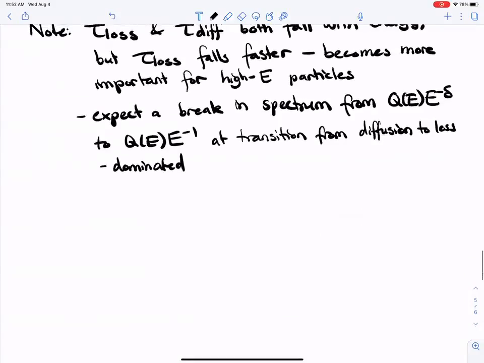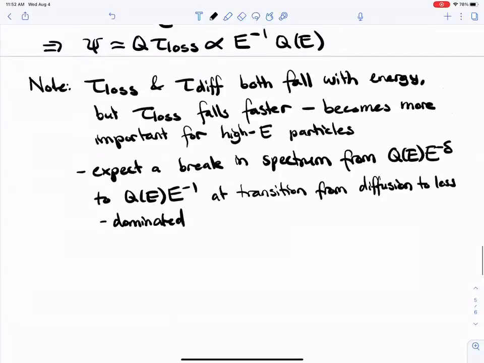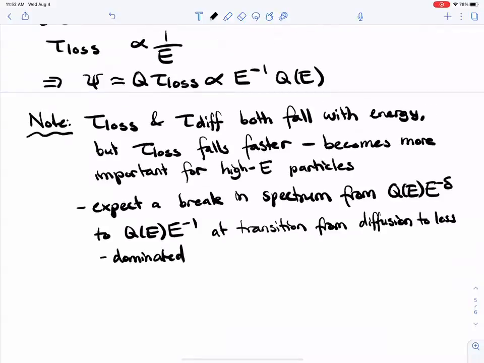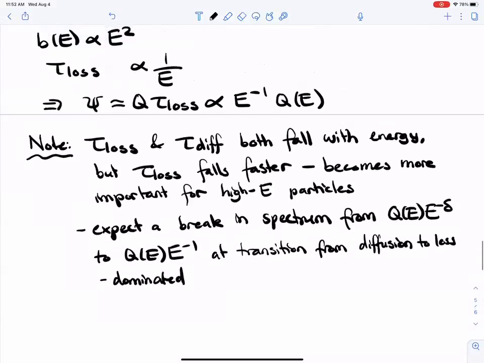Okay, question there? Oh yeah, thanks. I think I maybe lost you a little bit. Sure. The loss dominated regime reduces the number of high energy particles more efficiently, basically, than the diffusion dominated. So why is that more important for high energy particles? Wouldn't there be fewer? Good.